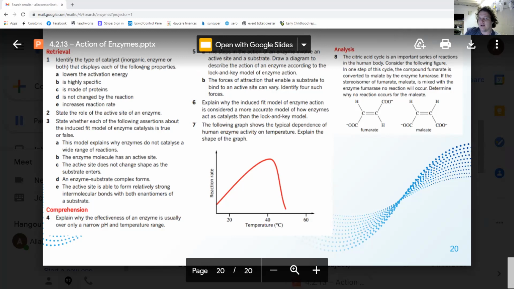So is an inorganic catalyst or an enzyme highly specific? Which one, or both?